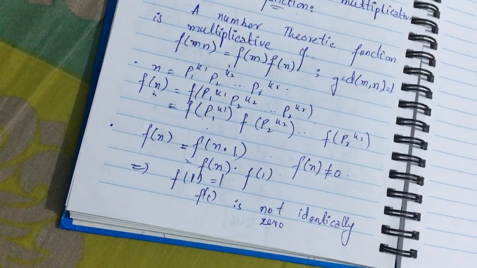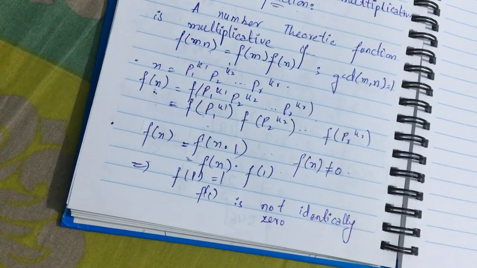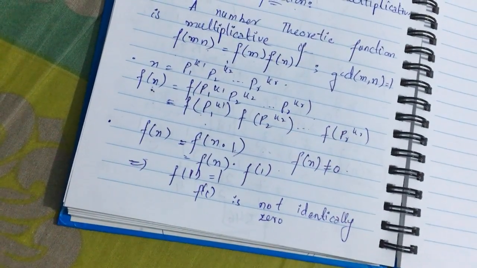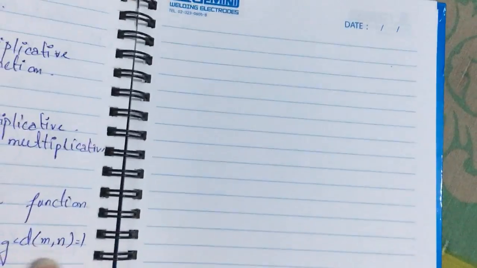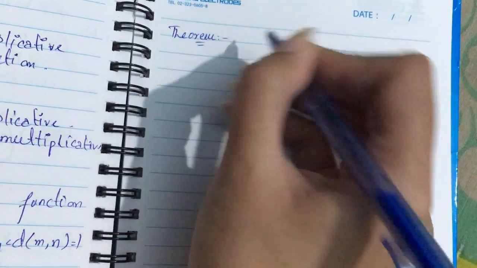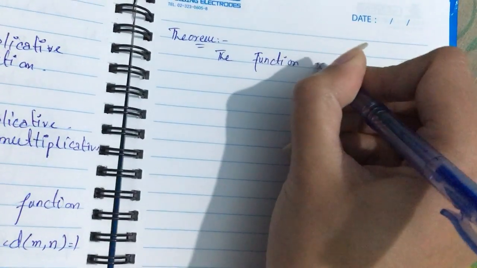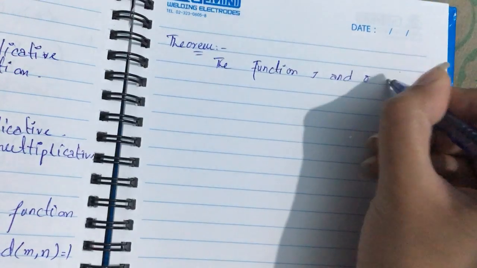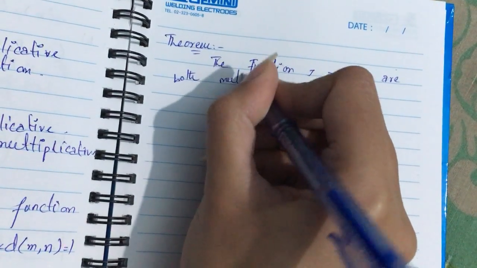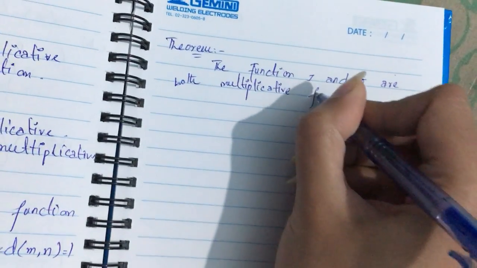Now in the next theorem we are going to find some multiplicative functions. We have to check whether tau and sigma both are multiplicative functions. For this we have the theorem here. I'm going to check that the functions tau and sigma are both multiplicative functions.